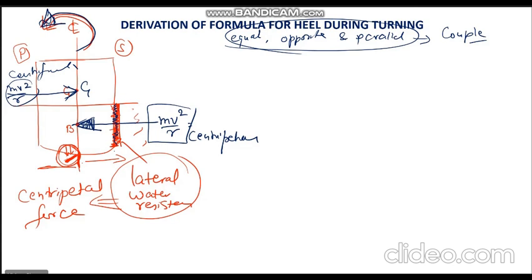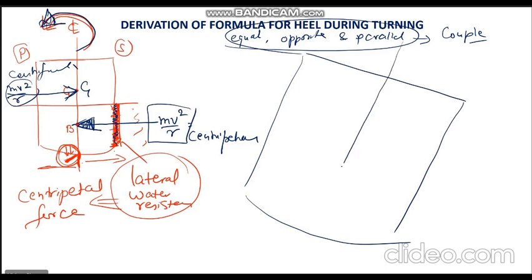The vessel will reach an equilibrium at an angle of heel where the heeling moment caused by this couple becomes equal to the righting moment. So a ship turning to port will now heel to starboard and come to some angle of equilibrium. I'm making it bigger intentionally. Here was my B. Here is my G.